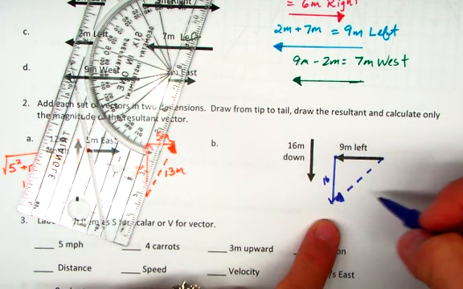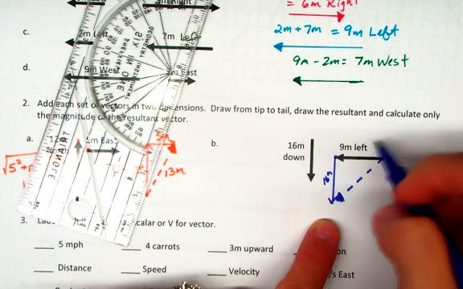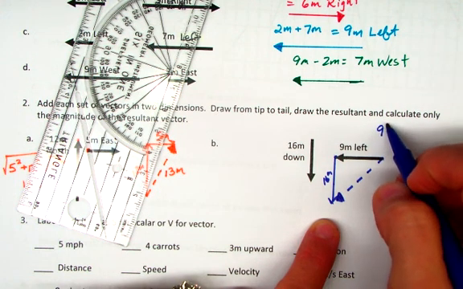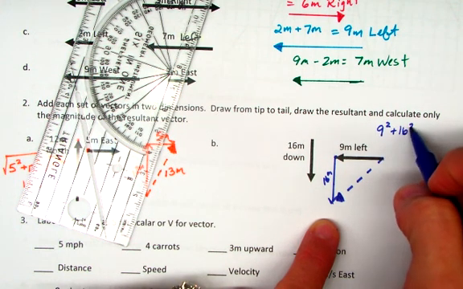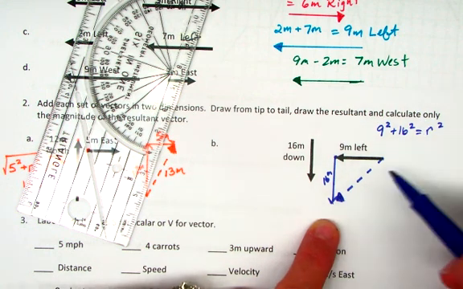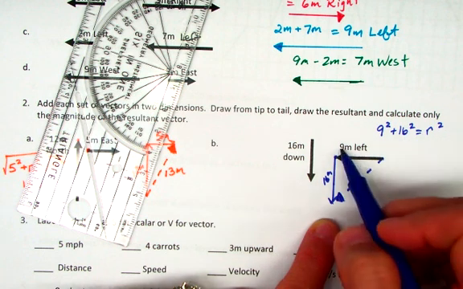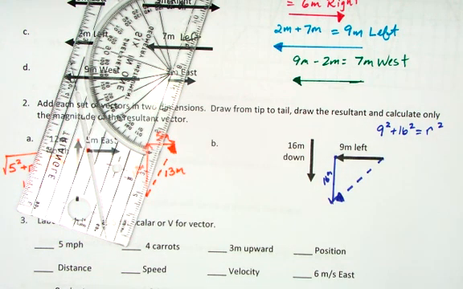But now I have to figure out what the magnitude of the size is. So again, we can do 9 squared plus 16 squared equals my resultant vector squared. All right, if you recognize this is a Pythagorean triple... Oops, this is supposed to be 12. This is not a Pythagorean triple. So now I need to use my calculator.